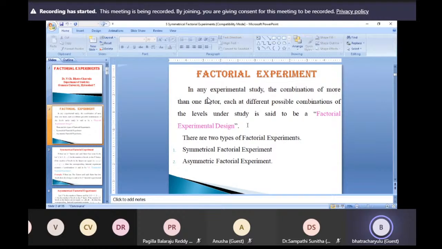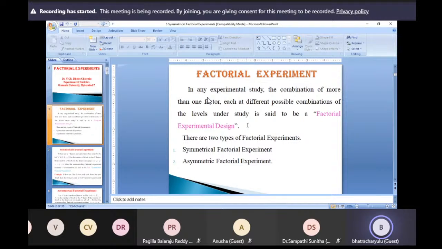Suppose I'm not applying these fertilizers individually. I'm combining them, that means these are mixed: nitrogen, phosphorus and potassium. Each is 250 grams, 250 grams, 250 grams. Or 500 grams, 500 grams and 500 grams. Or 250, 500, 250. Or 250, 500, 500. So I'm taking the different possible combinations.